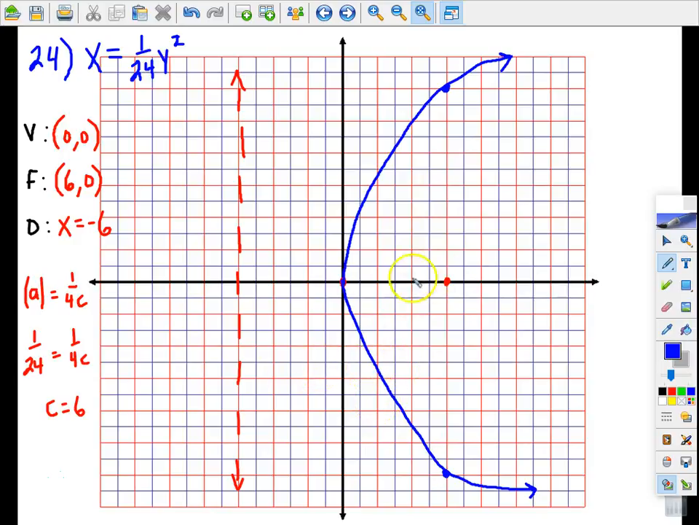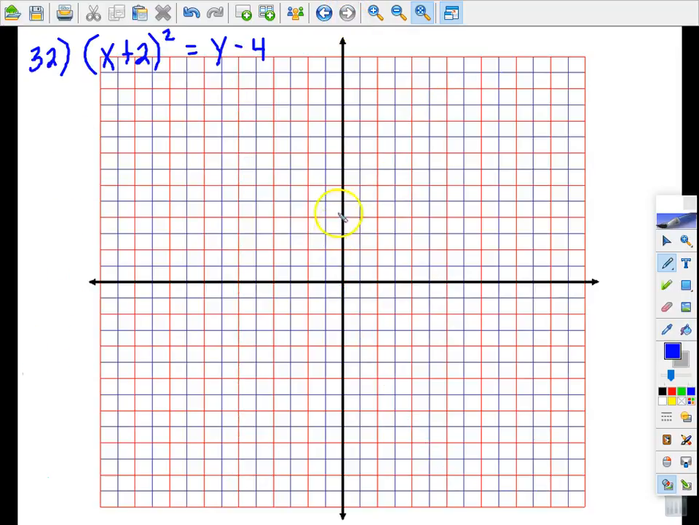So it's a pretty wide parabola. It's interesting that the smaller the fraction, the bigger the mouth of the parabola. So if this were 24 y squared, it would be quite a bit more narrow. And we typically would think it would be the other way around. But anyway, there's your answer for number 24.